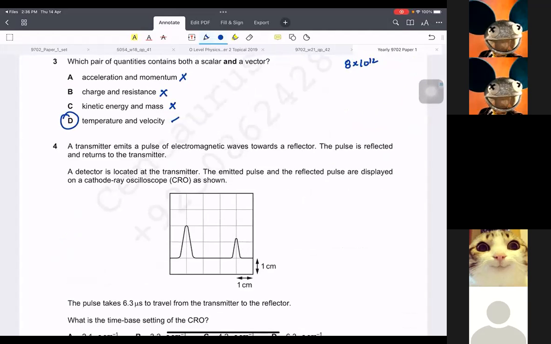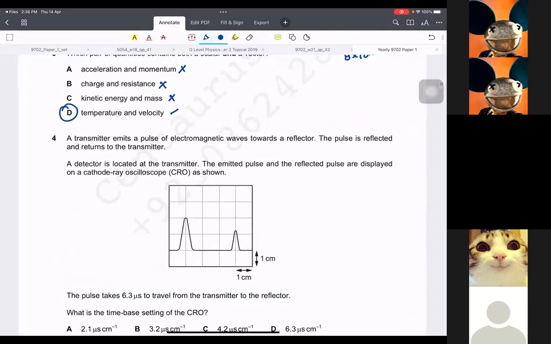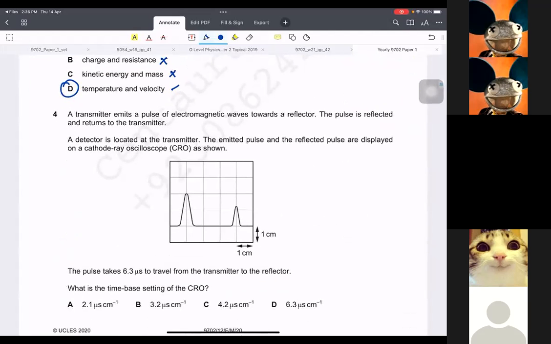Now, a transmitter emits a pulse of electromagnetic waves towards the reflector. A pulse takes 6.3 microseconds to travel and reflect. So basically, this is the time that it travels, and then it is detected again, like this, right? So what is the time base setting? I told you the time period has to be equal to time base times the wavelength.